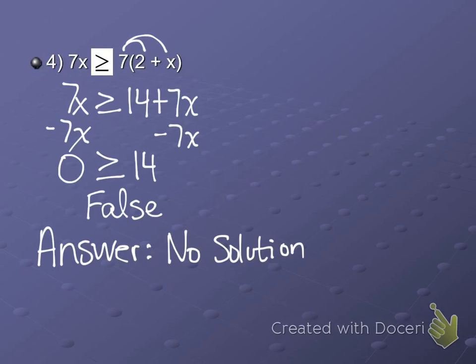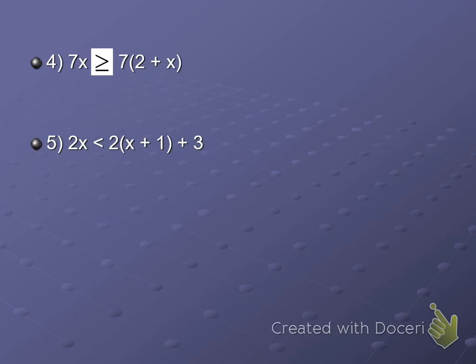You could put numbers on your graph if you want to. You could put a 0, a 1, and a -1, but you should not graph any points. You should not shade anything. The answer is that there is no solution. You get a false statement when your x disappears. There is no solution. There's no number we could plug into x that would make a true statement in the beginning. Number 5, 2x is less than 2 times x plus 1 plus 3.